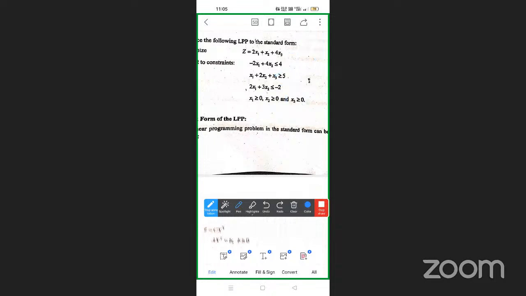First, we multiply by minus on both sides because a negative term is there. So minus 2x1 minus 3x2 greater than or equal to 2. After multiplying by minus, we can convert the inequality to equality. So minus x6 for the last one: minus 2x1 minus 3x2 minus x3 minus x6 greater than or equal to 2. So this is the standard form of LPP.